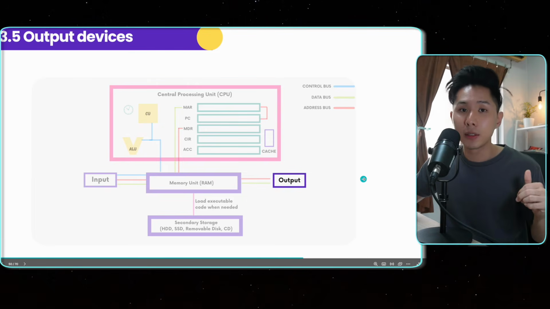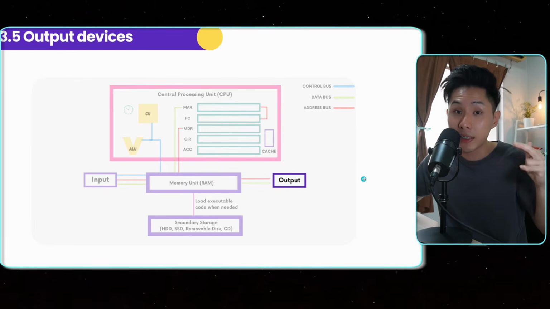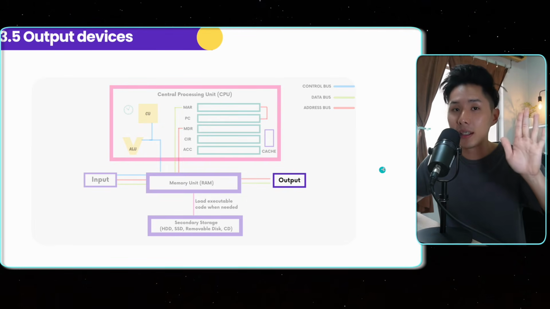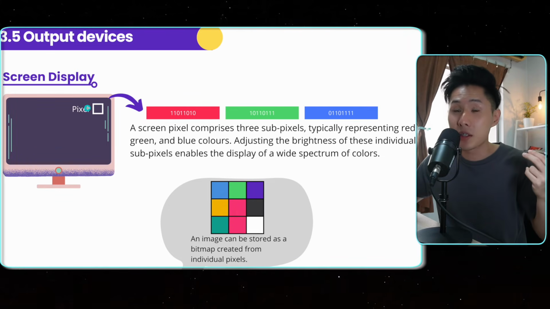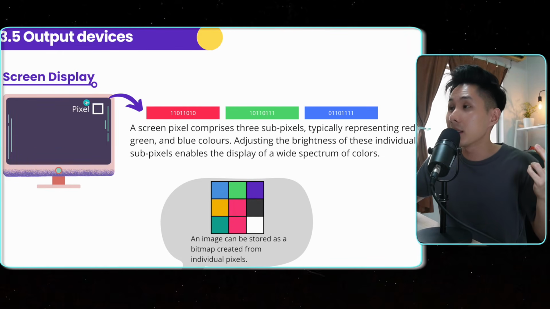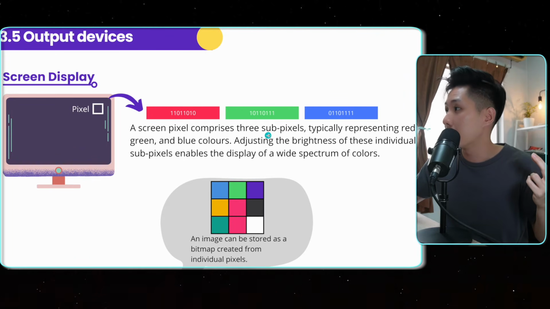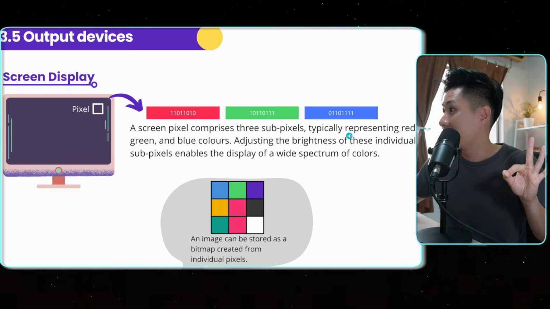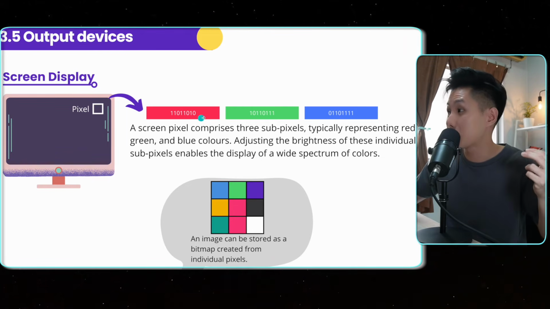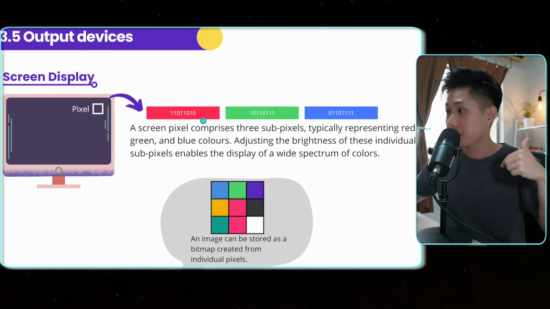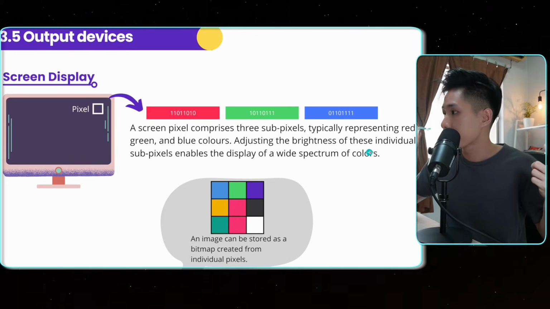So now we have looked into the memory components, like the memory unit and also the secondary storage. Let's look into some of the output devices that a computer system uses to output data for the user to see. First one is the screen display. For your information, the screen that you're watching now consists of thousands, if not millions, of pixels. And each pixel comprises 3 subpixels, typically representing red, green, and blue color. Adjusting the brightness of these individual subpixels enables the display of a wide spectrum of color.